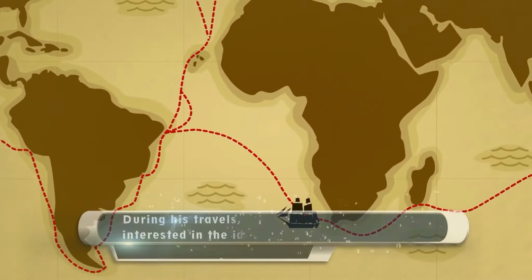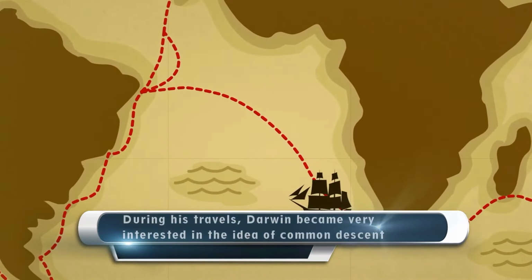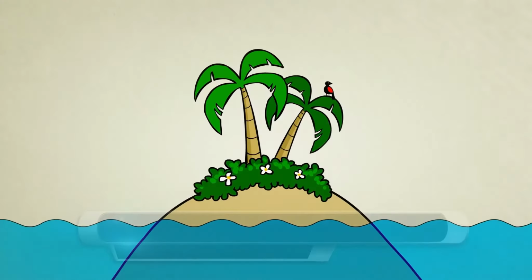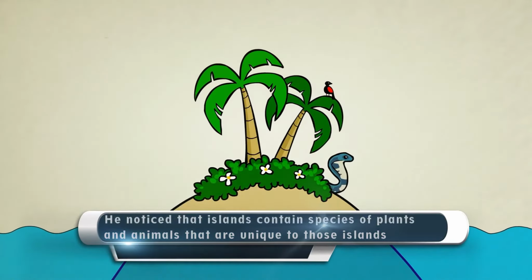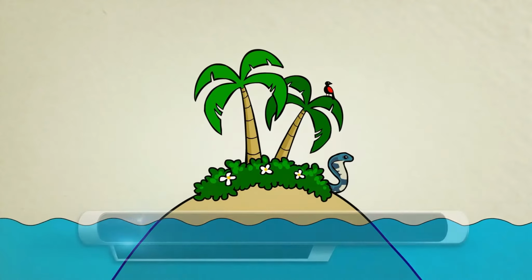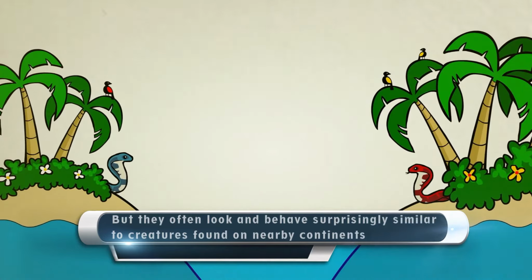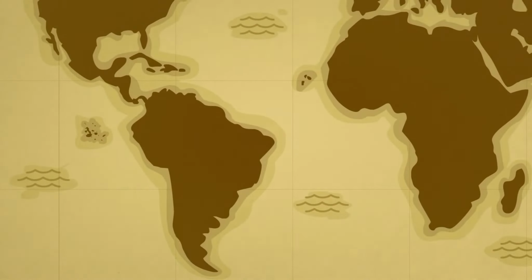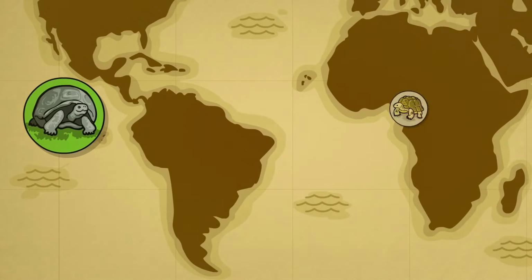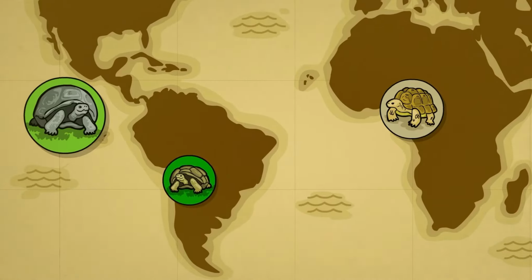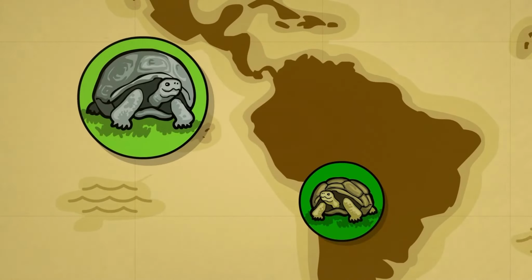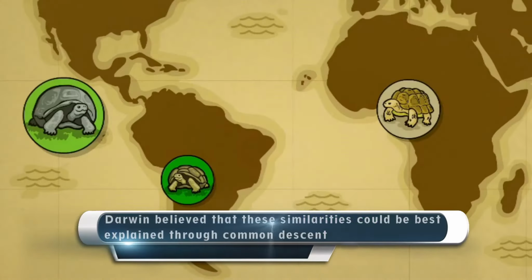During his travels, Darwin became very interested in the idea of common descent. He noticed that islands contain species of plants and animals unique to those islands, but they often look and behave surprisingly similar to creatures found on nearby continents. For example, tortoises on the Galapagos Islands can be distinguished from those of Africa. Meanwhile, with the exception of size, they are almost identical to a species found nearby in South America. Darwin believed the similarities could be best explained through common descent.